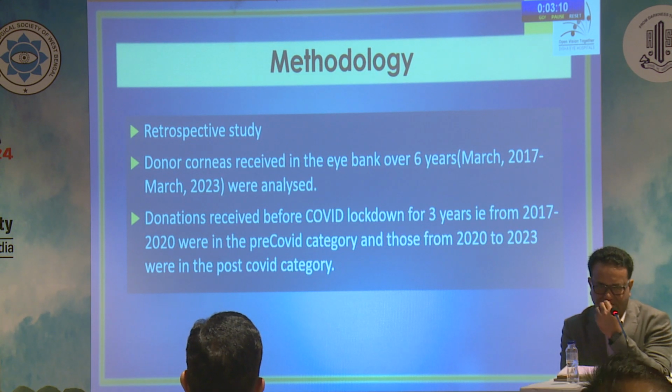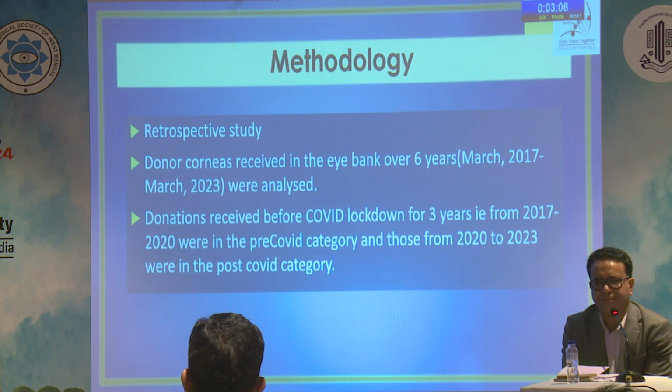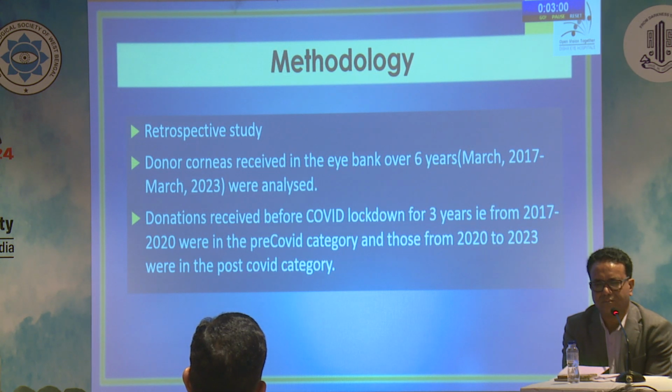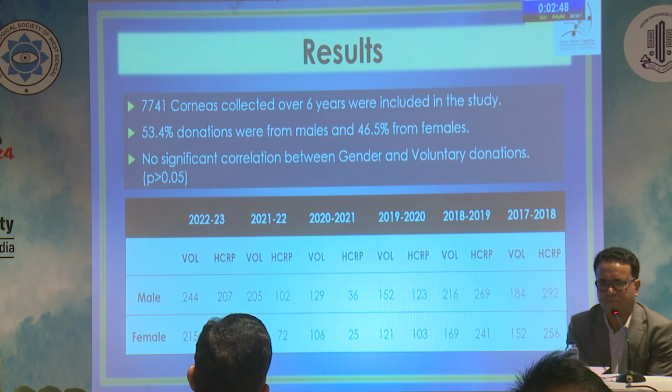Ours was a retrospective research study. Donor corneas received in the eye bank over 6 financial years from March 2017 to 23 were analyzed. Donations received before lockdown, that is from 2017 to 20, were categorized in the pre-COVID category, and those from 20 to 23 were in the post-COVID category. A total of 7,741 corneas collected over 6 years were included in the study.